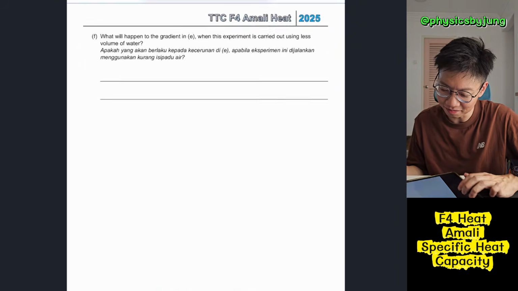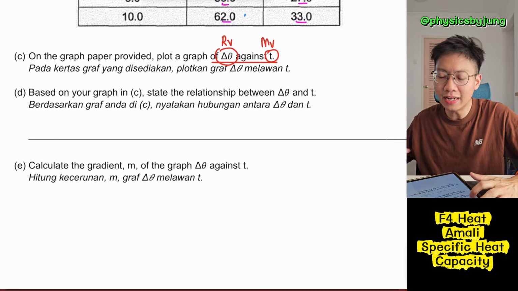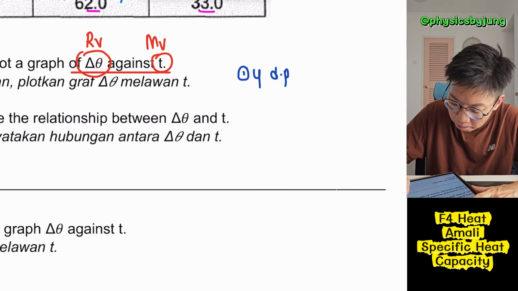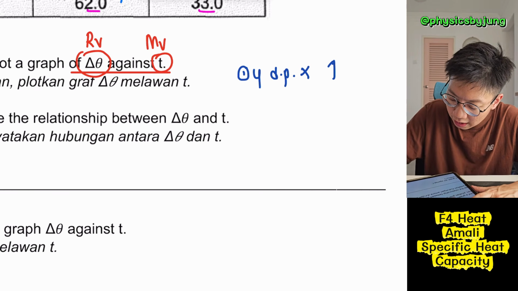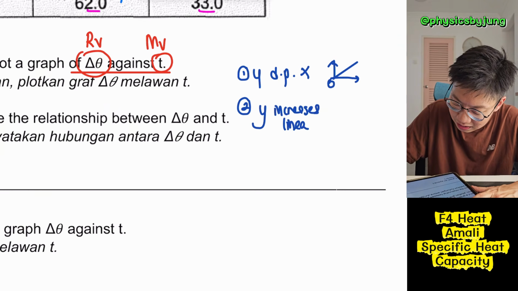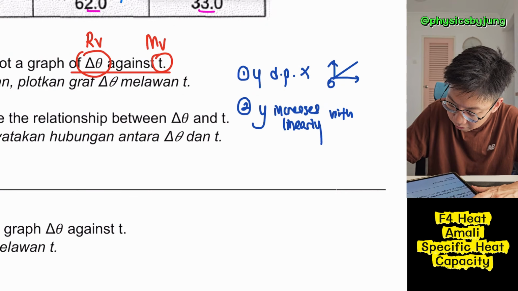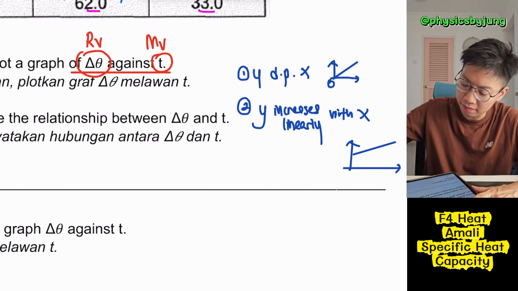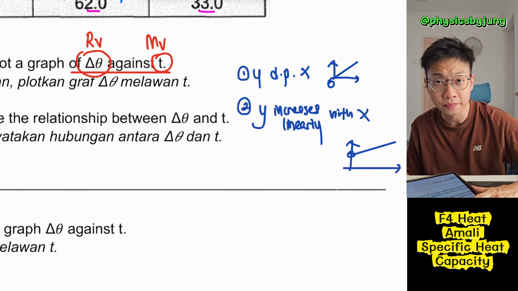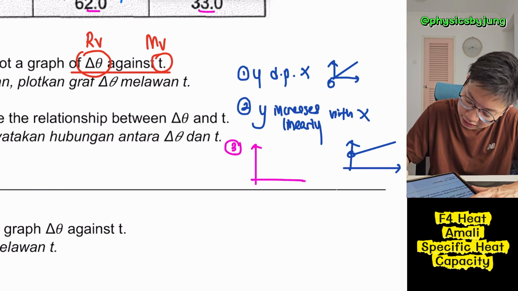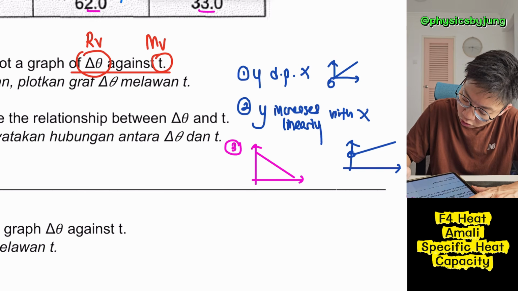Okay, what's next? It will be the relationship. So for relationship, we have y is directly proportional to x, which means that your line is a straight line starting from 0. Number 2, your y increases linearly with x. This one, the line goes up like that, so it doesn't start from 0. Okay, we have the third one, which is special, which goes all the way down.